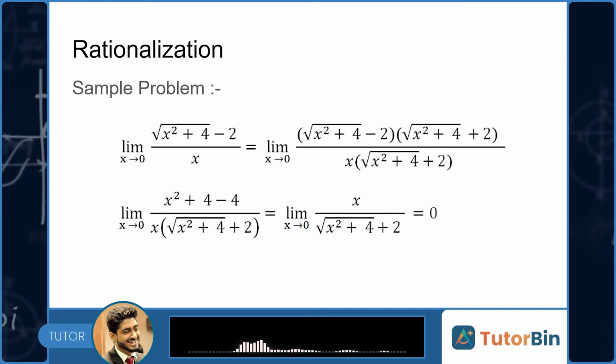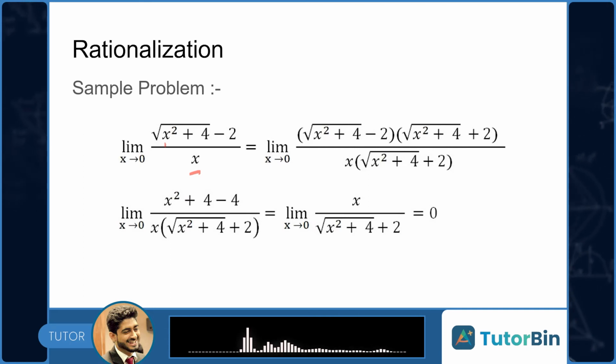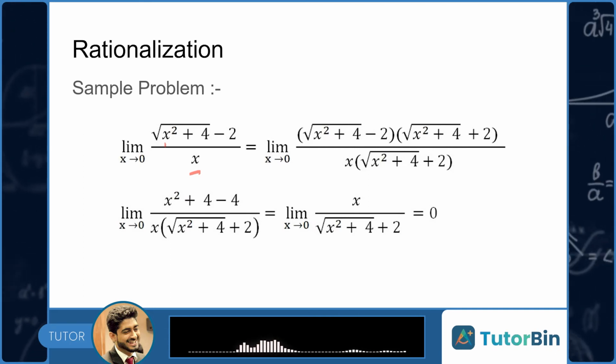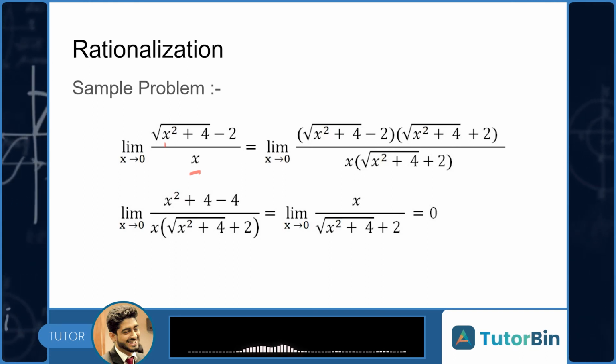Let's take another example. Here our function is limit x tends to 0, (root of x square plus 4 minus 2) divided by x. If we directly put x equals 0 in this, it will become root of 0 plus 4, root 4 is 2, 2 minus 2 is 0, and the denominator itself is 0. So it will become 0 by 0 form, that is an indeterminate form. So we cannot just directly substitute this value.